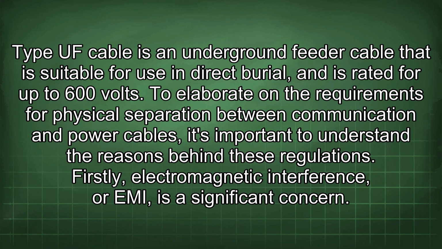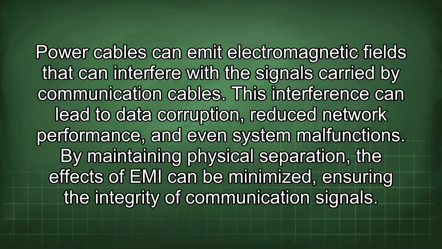To elaborate on the requirements for physical separation between communication and power cables, it is important to understand the reasons behind these regulations. Firstly, electromagnetic interference, or EMI, is a significant concern. Power cables can emit electromagnetic fields that can interfere with the signals carried by communication cables. This interference can lead to data corruption, reduced network performance, and even system malfunctions. By maintaining physical separation, the effects of EMI can be minimized, ensuring the integrity of communication signals.